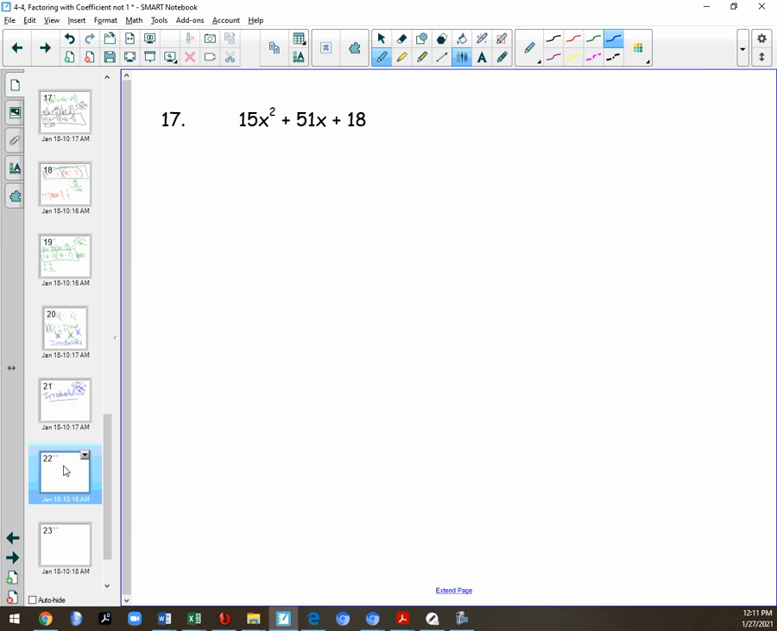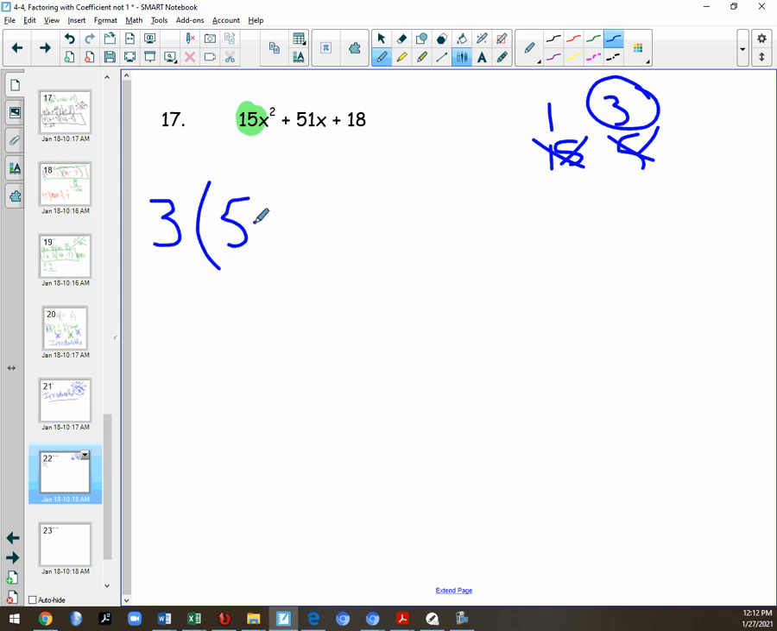Number 17. The very first thing we're going to do is find our smallest number up there, which is going to be 15. Factors of 15 are going to be 1 and 15, 3 and 5. 15 does not go into all of those. 5 does not go into all those, but 3 does. So I'm going to divide each term by 3 to give me 5x squared plus 17x plus 18 divided by 3 is 6.